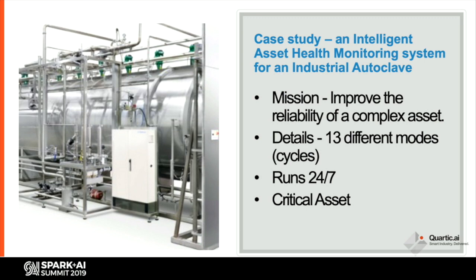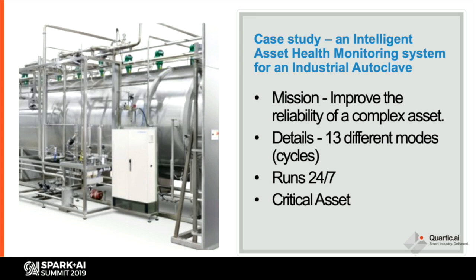So this is what an autoclave looks like. It's a very complex asset that is mostly used in the life sciences and pharmaceutical vertical. Think of an autoclave as an industrial pressure cooker. There's very high temperature and pressure inside it, which essentially kills all your germs, bacteria, etc., to make sure that the product is sterilized before it reaches the consumer.